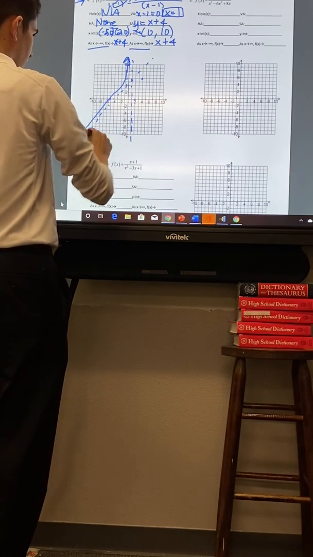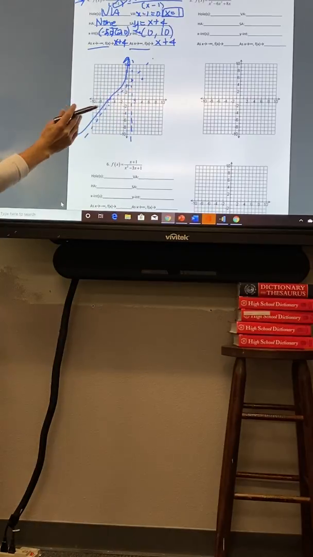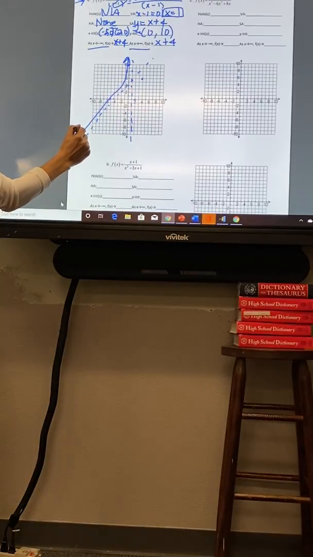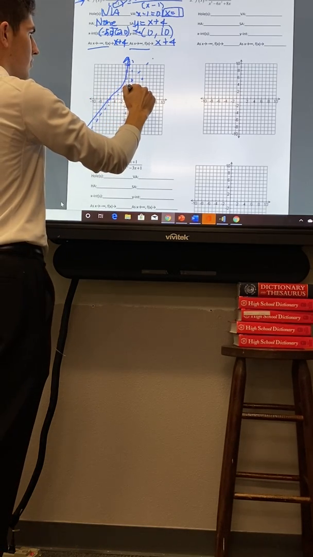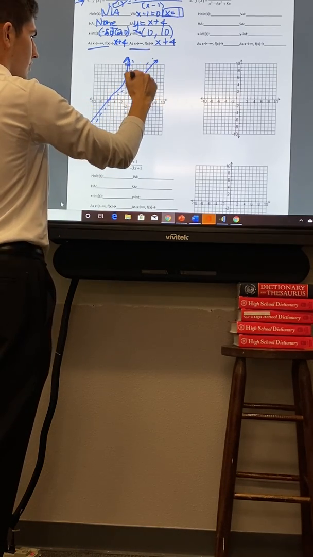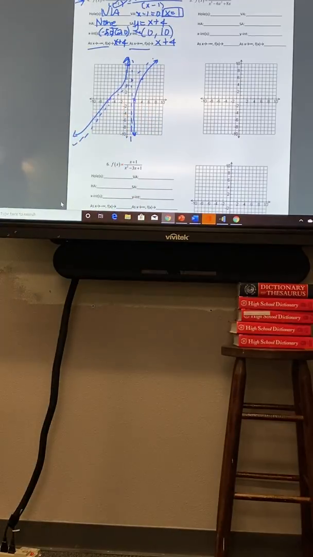looks like this. As we get further and further towards negative infinity, we're going to get closer and closer to this dotted line of y equals x plus 4. And same thing here. So that would be how our graph would look.